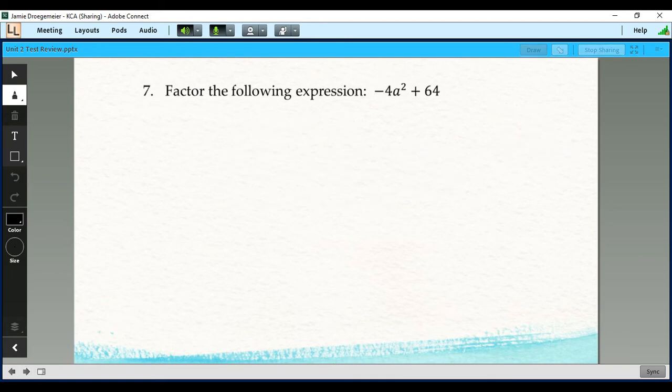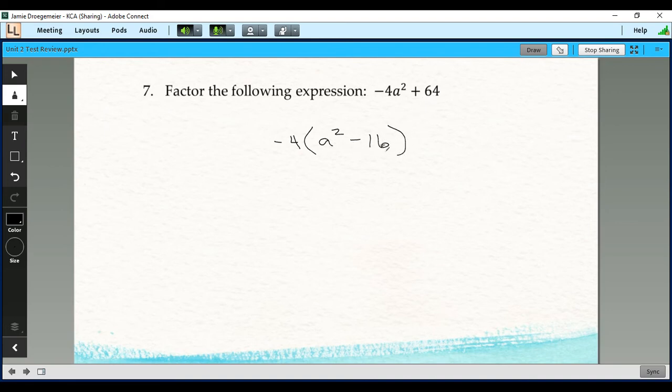And in 7, we want to factor our expression here. So again, looking for a greatest common factor. And in this case, 4 and 64 are divisible by 4. And I can factor out either negative 4 or positive 4. I'm going to go ahead and factor out negative 4 to make that first term positive. That would leave us with a squared minus 16. Negative 4 times negative 16 would give me 64.